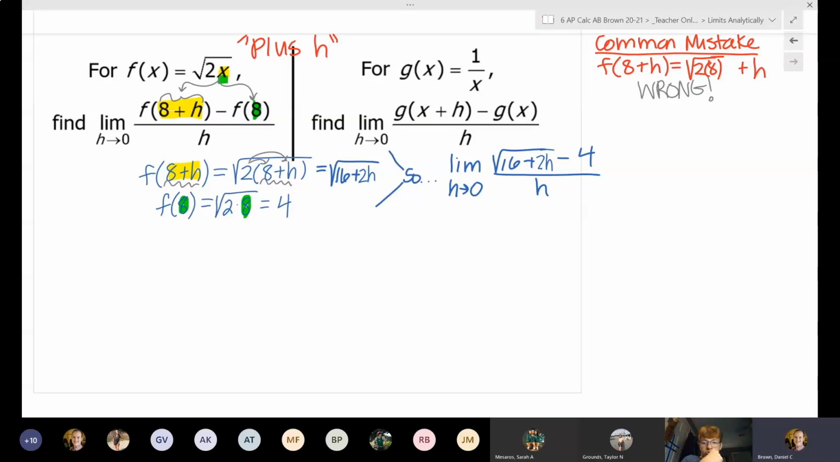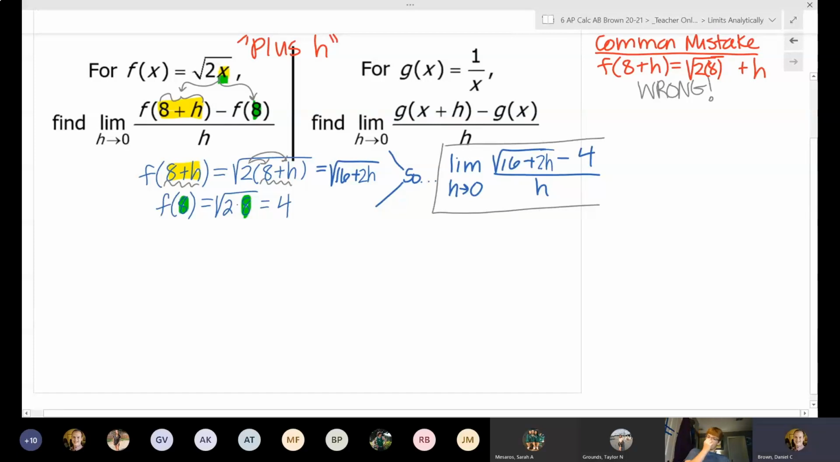F of 8 is a little bit easier because we just know that means plug in 8 for x. So we end up with the square root of 2 times 8, the square root of 16, which is just 4. And then I need to go ahead and put that into my limit. So the limit tells me that this is all over h as h goes to 0. And then it tells you to do what happened when you plugged in the 8 plus h, and you're going to subtract that and then put down what you have for the f of 8. So I end up with this as my limit.